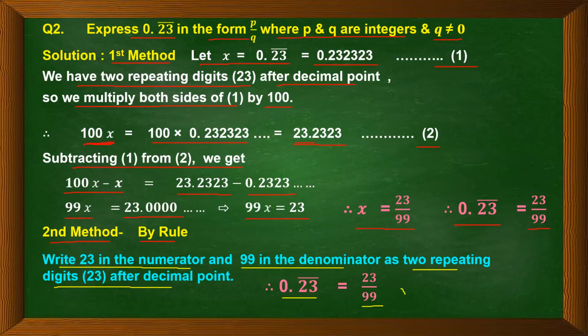Right? Answer is same, 23 by 99. Both the methods, first where we are assuming x to be equal to the decimal number, and second by the rule method, will give you the same answer, right?